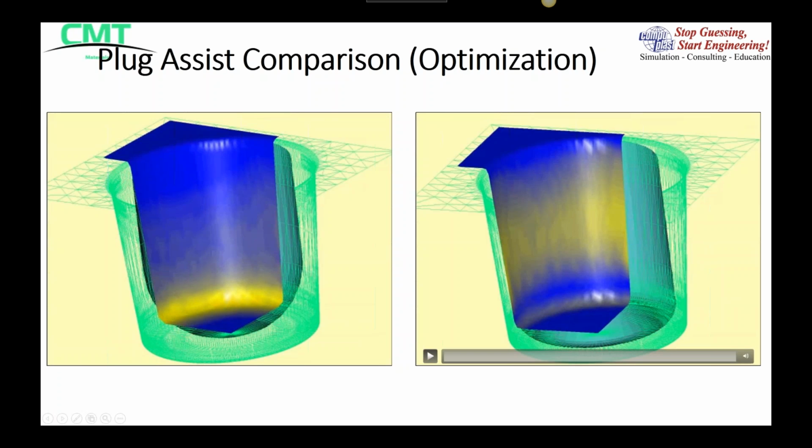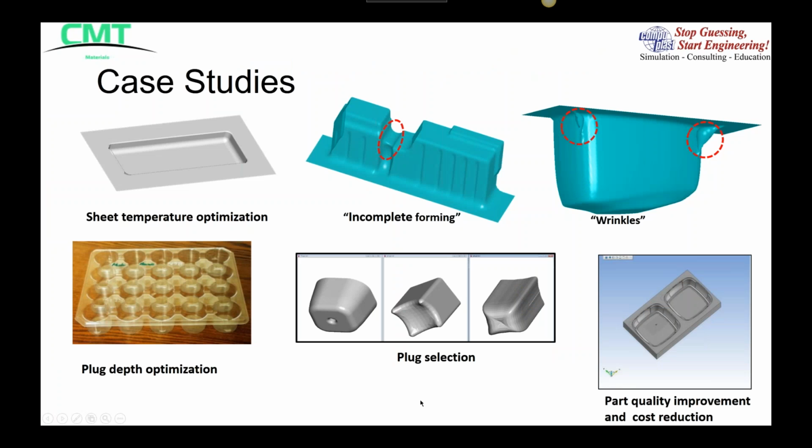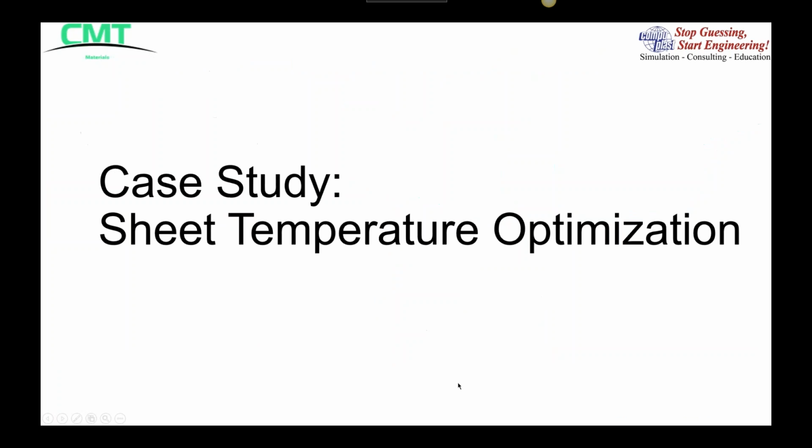So here you can see two plug designs, and of course any variation in between can be tested ahead of time without cutting any steel or wasting any material, and this optimization can be done very quickly and very efficiently in the simulation. So now we're going to move on to a few case studies that we've selected here that demonstrate some of the capabilities of the simulation and some of the benefits that you can see.